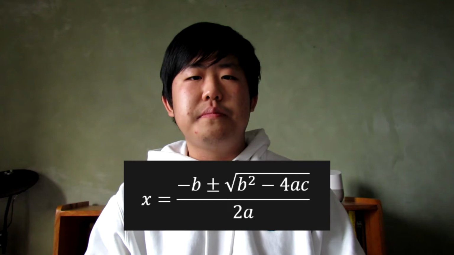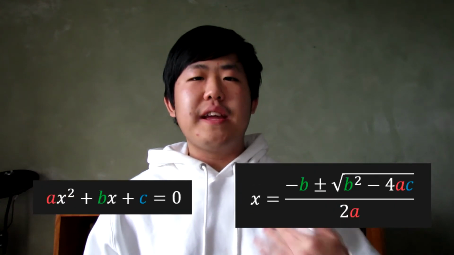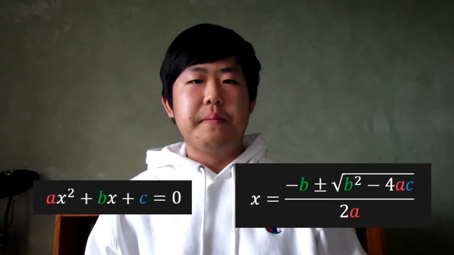Now, the way that the quadratic formula works is that you directly substitute each number in the positions of a, b, and c from the quadratic equation given in the form ax squared plus bx plus c equals 0. Now that you have learned the quadratic formula, let's get straight into level 1.